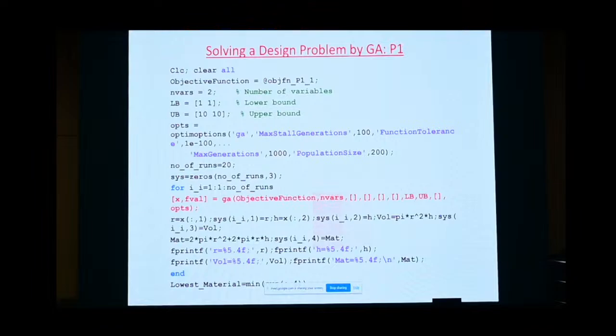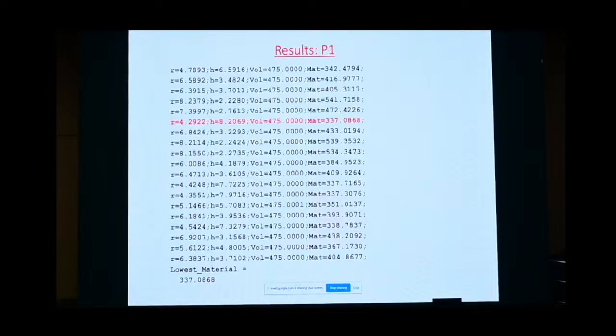Next, to run this one now, these 20 results you will get in the MATLAB command window. Okay. And you can see that every time you are getting different results. But if the number of runs is more, maybe you will get almost the same result each time. So the lowest material is now there, and you can see that in all the cases the volume is coming as 475. The constraint is satisfied for every case.